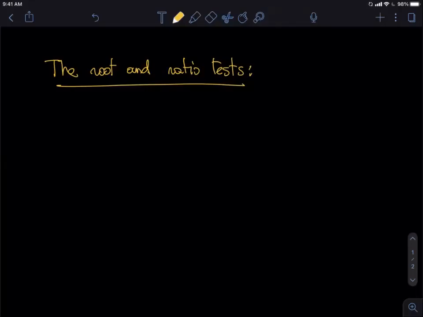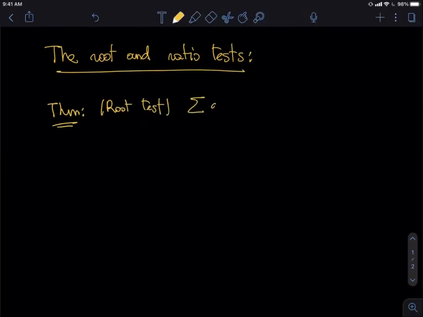Let us talk about the root and ratio tests. So let's write them as theorems. So the first one, the root test for convergence of a series, looks at the quantity alpha, the lim sup as n tends to infinity of the nth root of the absolute value of an.